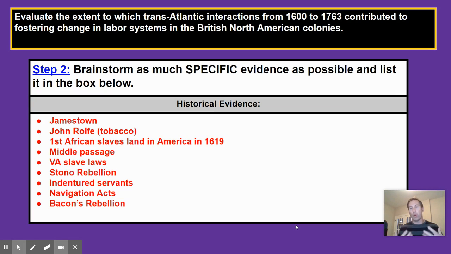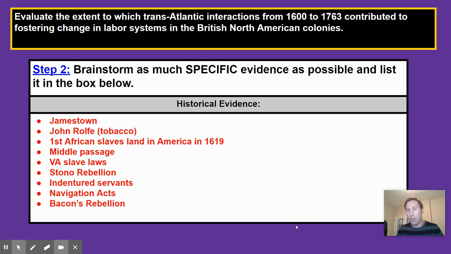Now, once we've broken down the question, the next thing we want to do is brainstorm as many pieces of evidence or as many big historical trends as we can think about in relation to the prompt. So between 1600 and 1763, what are some big terms or ideas that I know that could potentially be used in a later essay? So I'm going to brainstorm, rattle off as fast as I can. Maybe I know Jamestown. Maybe I know John Rolfe and the introduction of tobacco. Maybe I know the first slaves arriving in 1619, the Virginia slave laws.